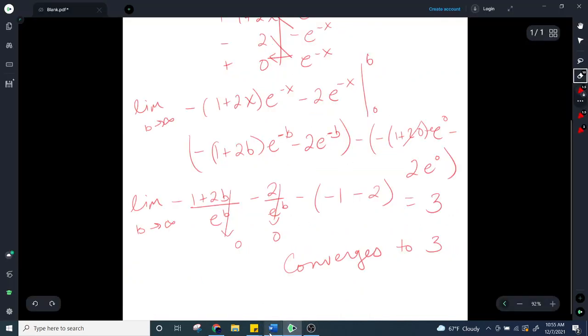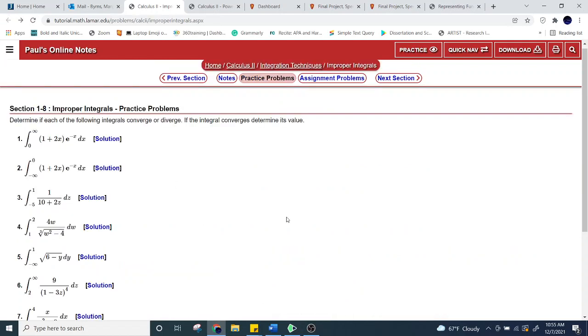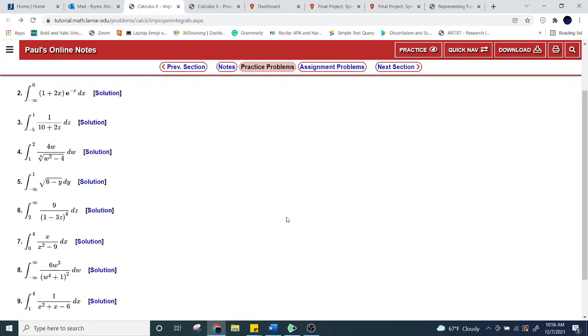All right. On this same page, let me go back and see what other ones look interesting. Number 2 is similar. You would do the same thing, but the only difference is you're going to set up your limit from b to 0, and you're going to take the limit as b approaches negative infinity. I'm looking at number 3. I wouldn't worry about number 3.